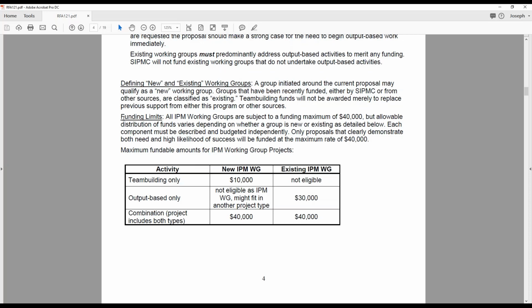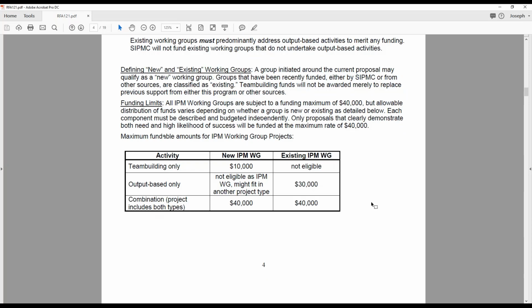Going down through the RFA, this is a more detailed explanation of that team building versus the output portion of the project. If you're just getting a group together to meet, that's the $10,000 portion of the budget. And then there's a $30,000 portion of the budget for a project if they're choosing to do a project.